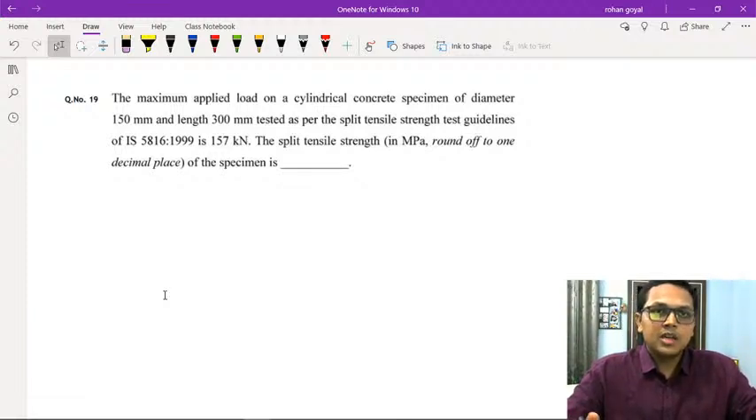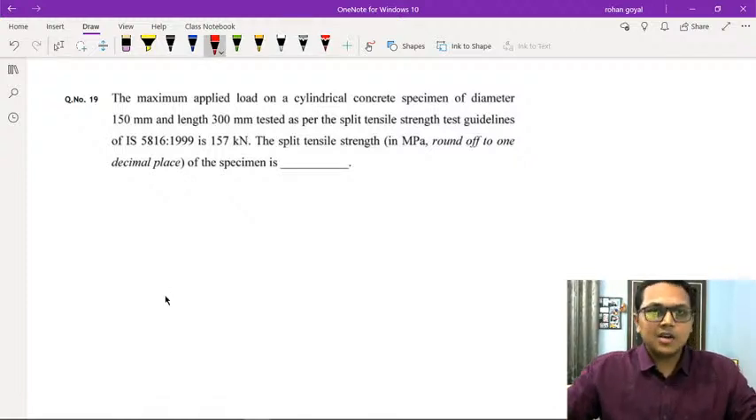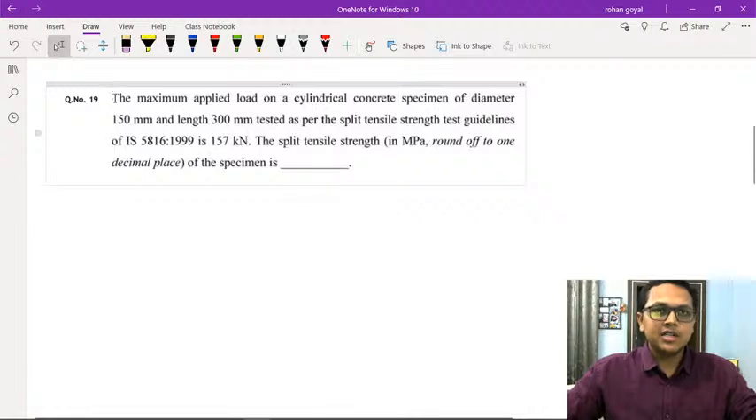So एक अच्छे से क्वेश्चन आपने रीड कर लिया होगा अभी तक, तो पढ़ते हैं क्या क्वेश्चन क्या कहता है. What does the question say, let us read it out. So the question says that the maximum applied load on a cylindrical concrete specimen of diameter 150 mm and length of 300 mm tested as per the split tensile strength test guidelines of IS 5816:1999 is this.